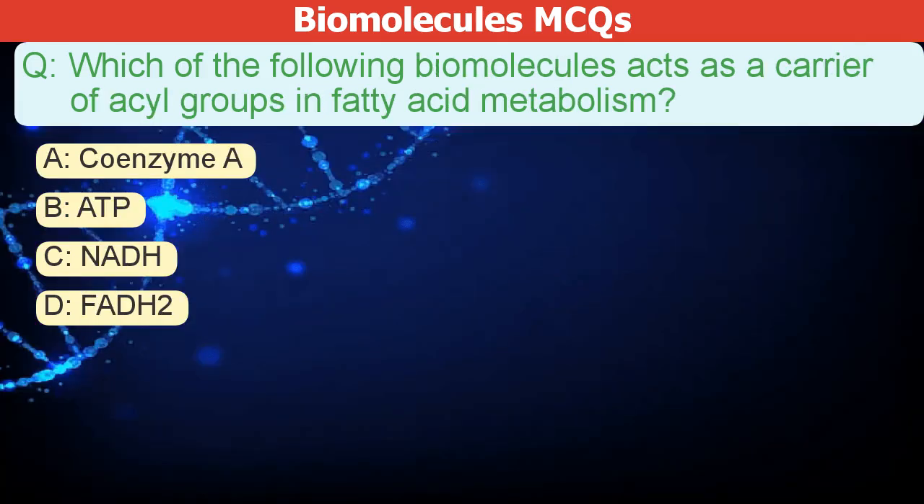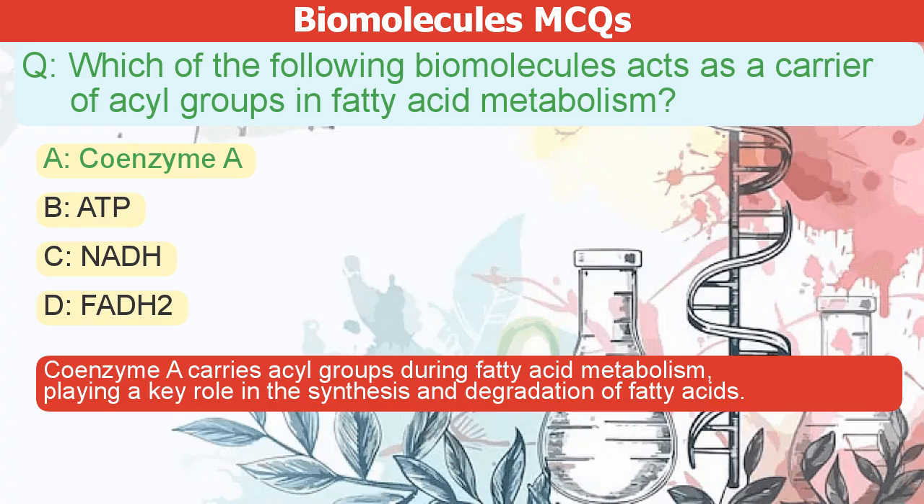Which of the following biomolecules acts as a carrier of acyl groups in fatty acid metabolism? A. Coenzyme A. B. ATP. C. NAD. D. FADH2. The correct answer is A. Coenzyme A carries acyl groups during fatty acid metabolism, playing a key role in the synthesis and degradation of fatty acids.